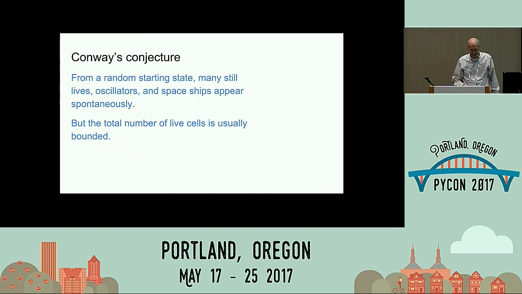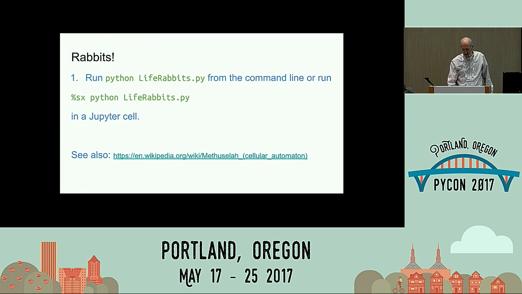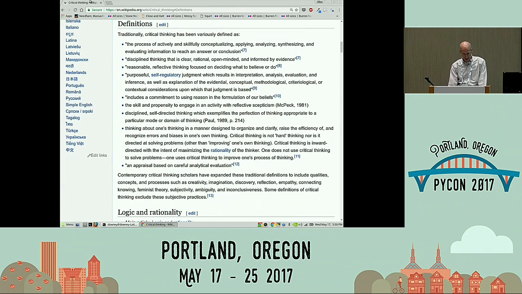Very good, all right. So that was Conway's conjecture, and just to get people going, he posed as a conjecture that there are no initial conditions that will get you to an infinite number of cells. So just to give an example of what I'm talking about, if you run life rabbits, there's a file in the repository. If you go to the command line, you should be able to just run it by saying python liferabbits.py. From within Jupyter, you should be able to execute it by doing %sx and then python liferabbits.py. Give that a try. I will run it here and see what it looks like.